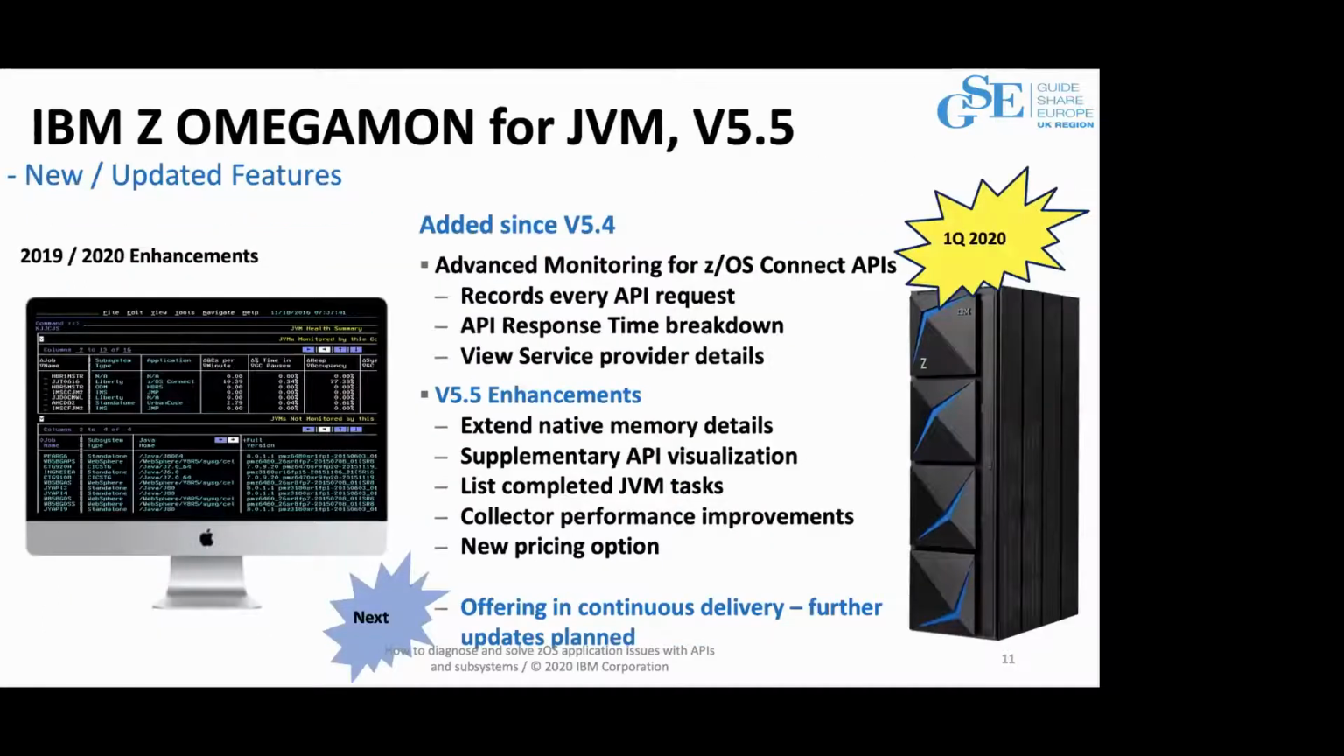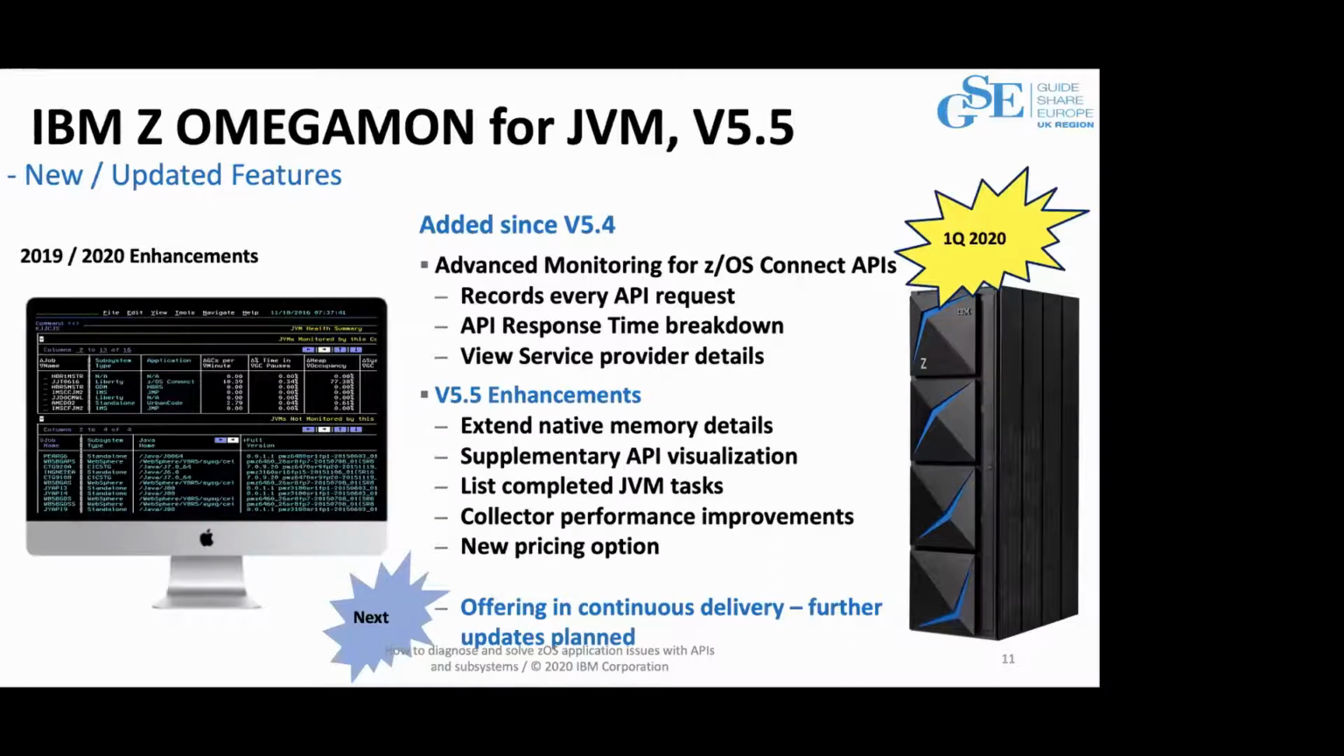Now, what I'd like to do is just talk to you about some of the feature updates that have occurred since we released Omegamon JVM. Now, we had released 5.4. In that, we provided advanced monitoring for zOS Connect APIs. In this case, we recorded every API request that runs through zOS Connect.